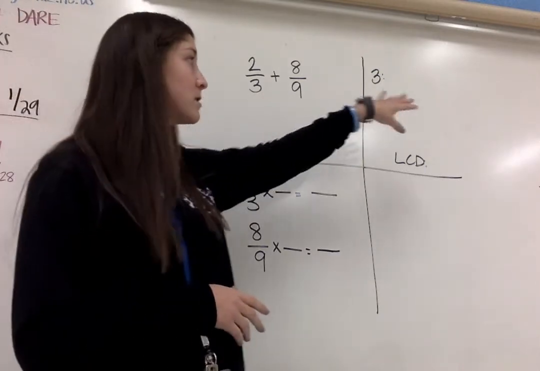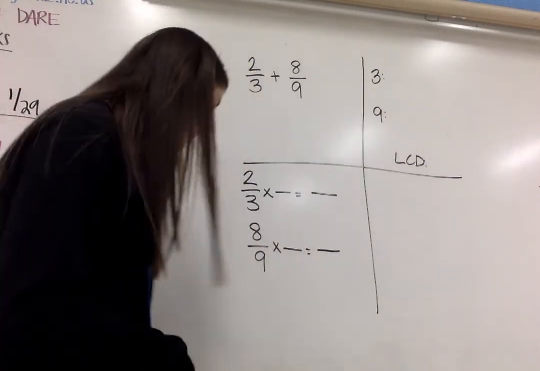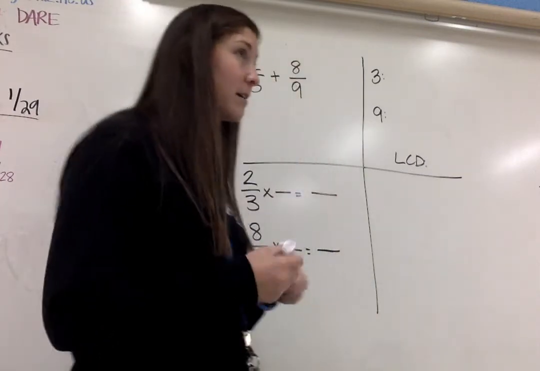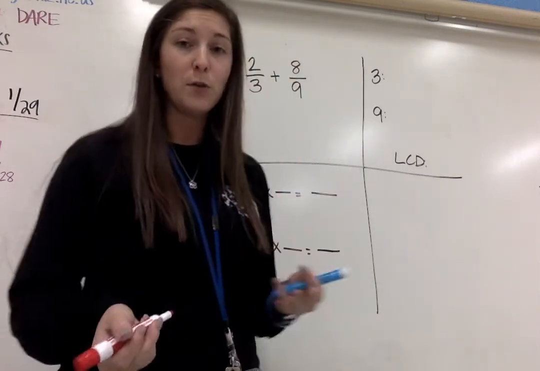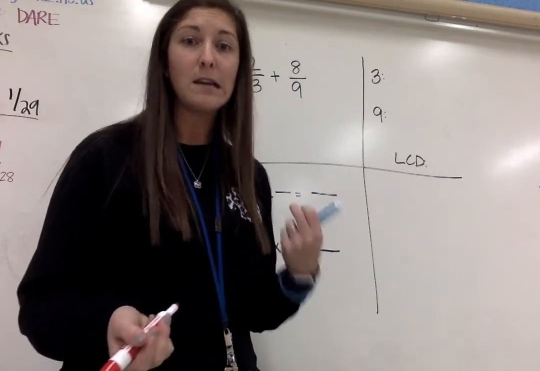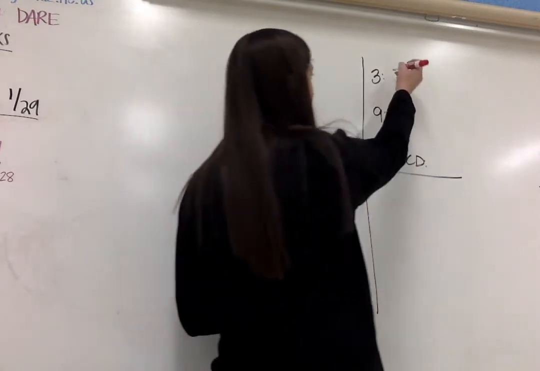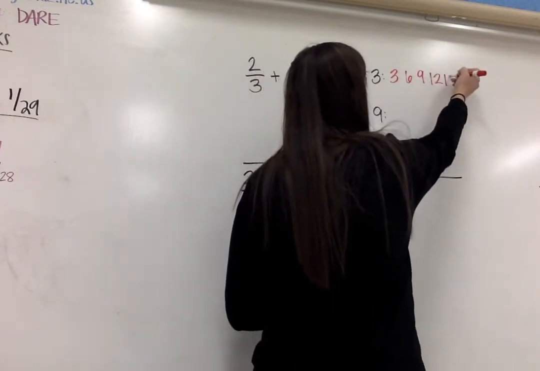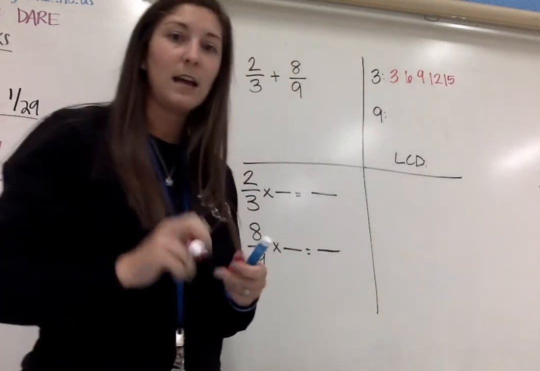The second box is for your multiples, so that's what we need to list out first. Remember, I always list out the first 5 for my class. So the first 5 multiples for 3 are 3, 6, 9, 12, 15. I'm going to go ahead and write those down. And then I have 9.